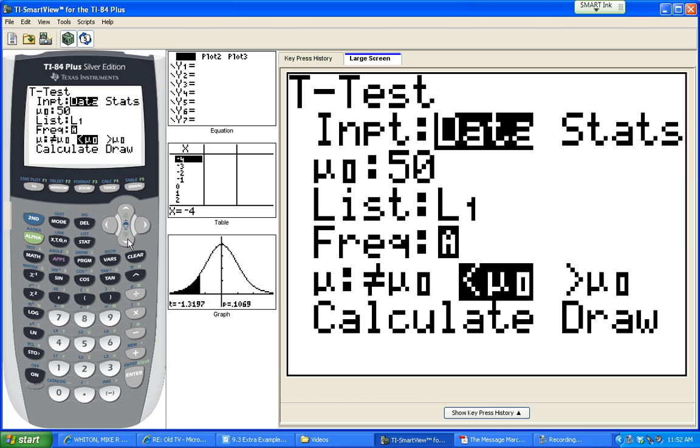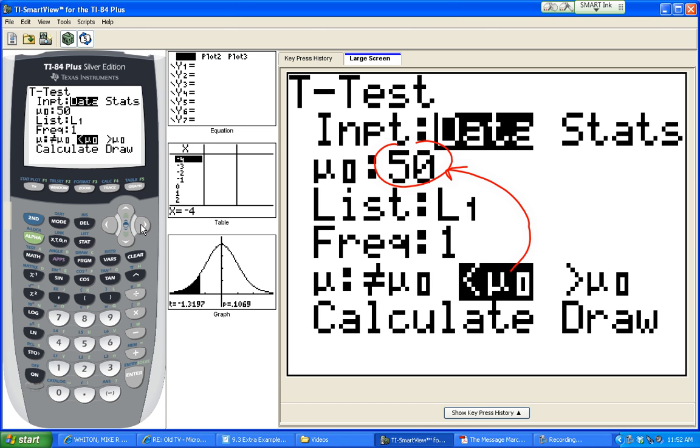And now for mu, this is the alternative hypothesis. Is it not equal? Is it less than? Is it greater than? In our case, it was less than. So we claimed that the mean was less than mu 0, which was 50 again here, so mu 0 is 50. Our alternative hypothesis was that mu is less than that.